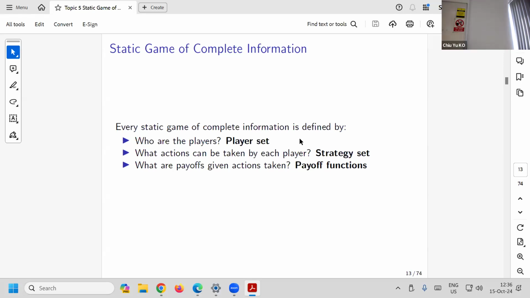A game here is an interactive decision. It's a static game, which means that the players only play once and for all. And it's complete information, so everyone knows everything. Okay. And the first and most important thing is who the players are. You may not be aware that this is very important, because in your model there can be many agents, right?